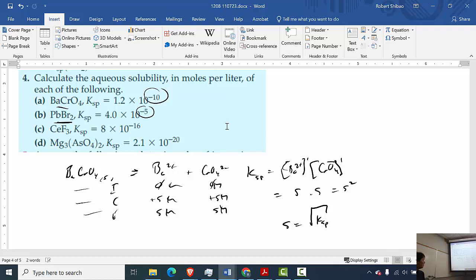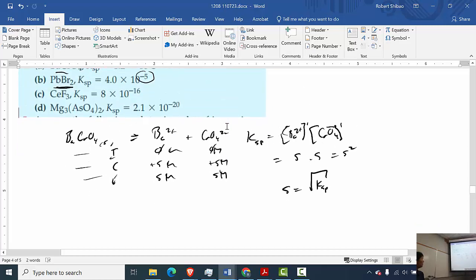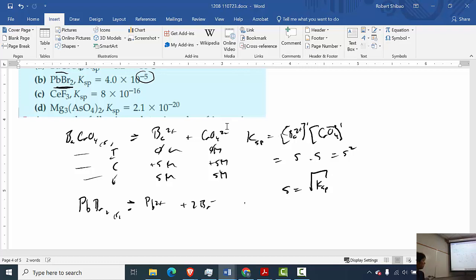That's what it appears. But because of the relationship between solubility and KSP, that's not always the case. In general, the smaller the KSP, as with barium chromate, the less soluble it is. But it also depends on how things split up. And so when we go to lead-2 bromide, we have PbBr2 solid. This is going to go to Pb2+ plus 2 bromide.